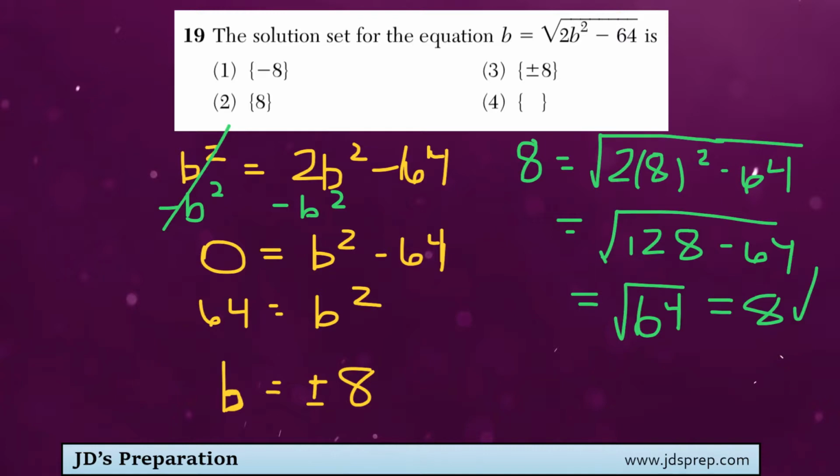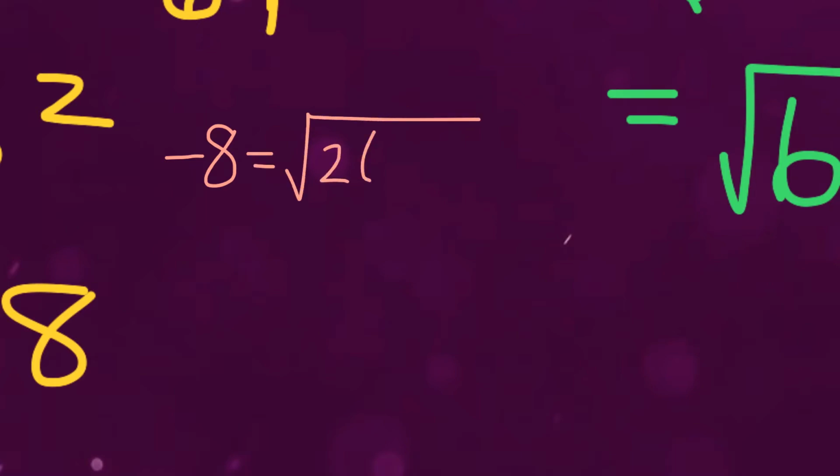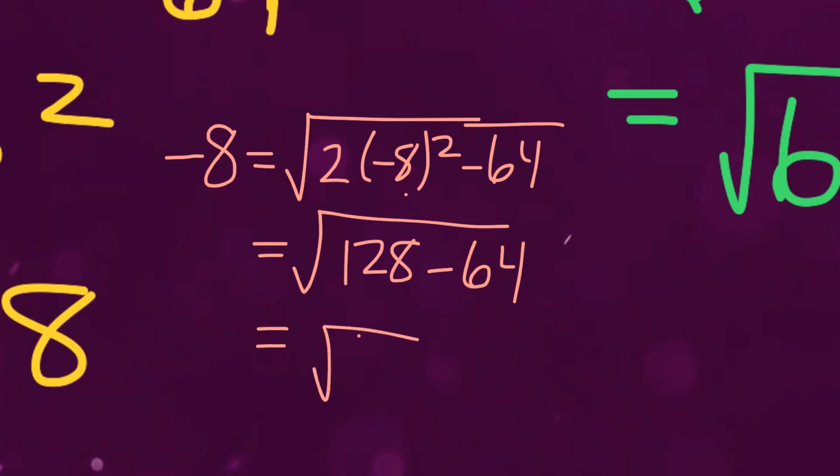Next, let's test out negative 8. I'm kind of running out of space here. I think I might just zoom in over here. All right, so now we're replacing b with negative 8, so we'll see. We've got negative 8 equals, and then the equation was 2b squared, so 2 times negative 8 squared minus 64. Okay, so here on the right-hand side, we're going to have 2 times 64, which is 128 minus 64. So we actually get the same thing on the right-hand side. We get 8.